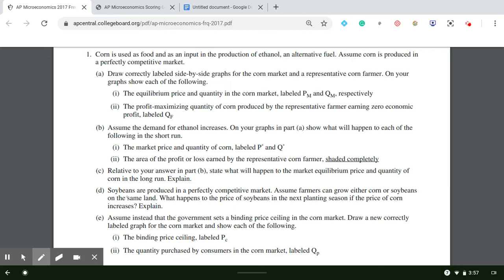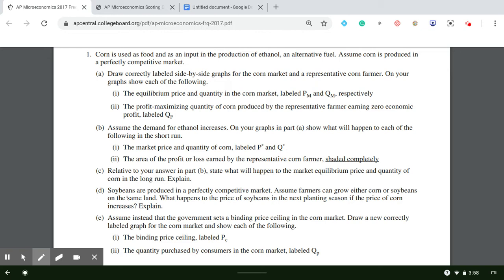All right, so relative to answer B, the equilibrium price decreases and the equilibrium quantity increases in the long run. And the explanation is because there is free entry and exit in a perfectly competitive market, and because farmers are now seeing economic profits, more firms will now enter the corn market, which will make the supply for corn increase. And as the supply increases, of course, equilibrium price will go down and equilibrium quantity will increase. Okay, there you go. All right, D.